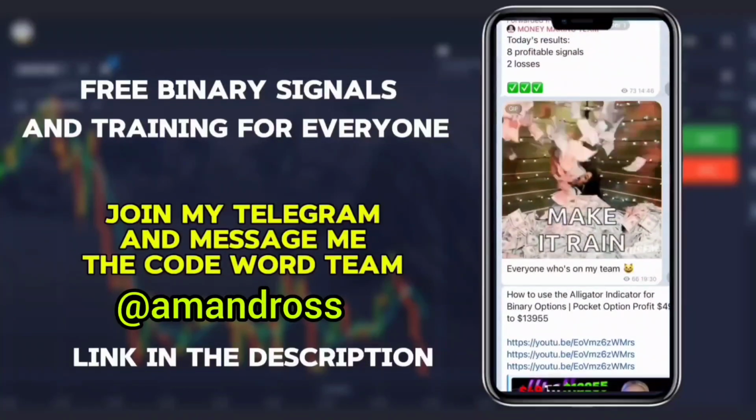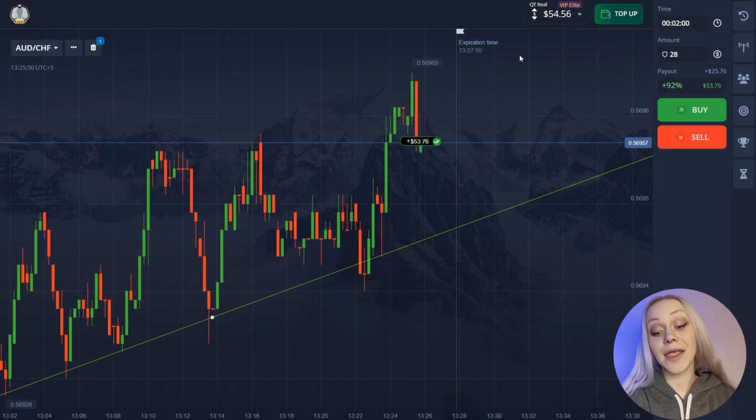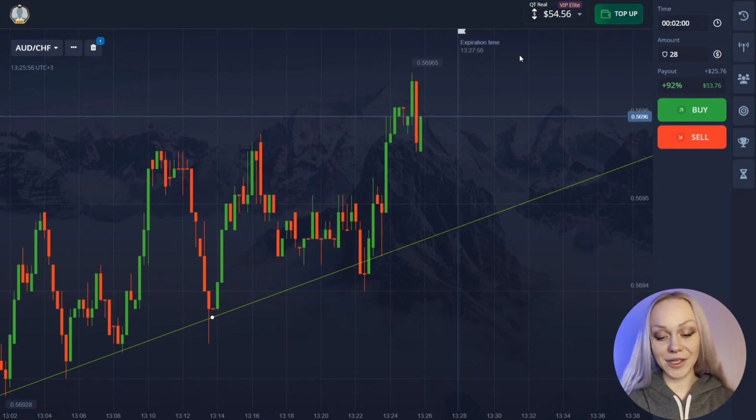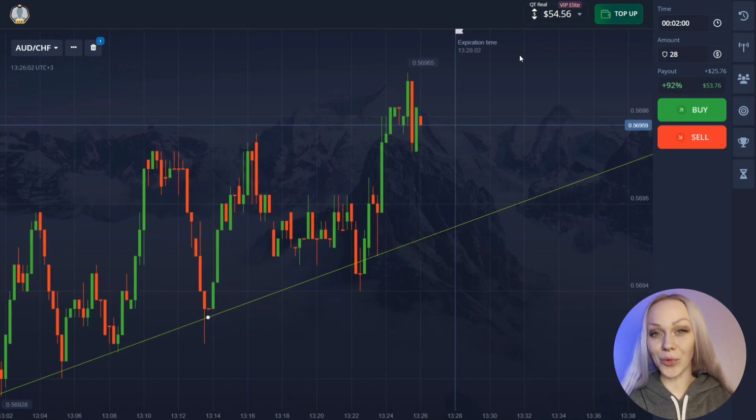And now let's continue. The price moves according to our scenario and makes a good upward rebound from the trend line. Thus, we get a good profit here. 2 minutes here was just perfect for us. So let's continue and find some more working cases.